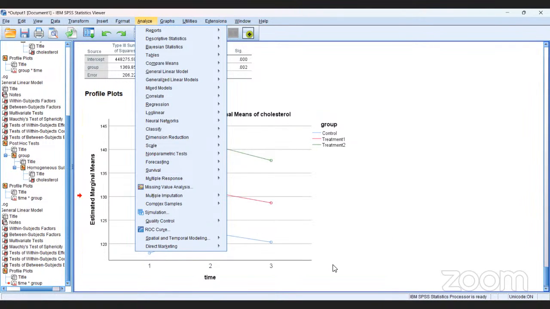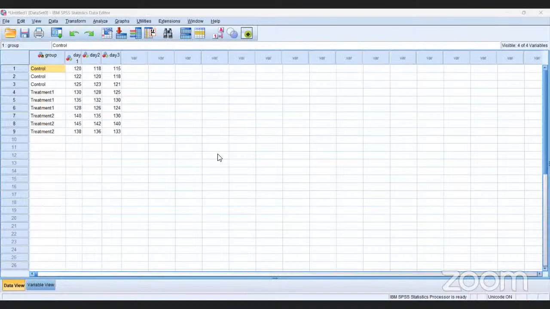Ankit, it is clear? Ankit, it is visible?